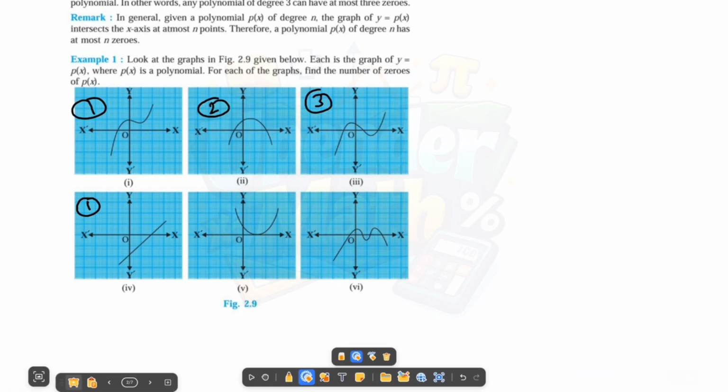Next, fifth graph. The graph is touching the x-axis at two different places. It looks like it is touching the x-axis at only one point, but it is touching the x-axis at two different places. So therefore it will have two different zeros. Both are positive. And if you see the next graph, it is touching the x-axis at how many places? 1, 2, 3, 4. So the graph is touching the x-axis at 4 places, therefore it will have 4 different zeros.